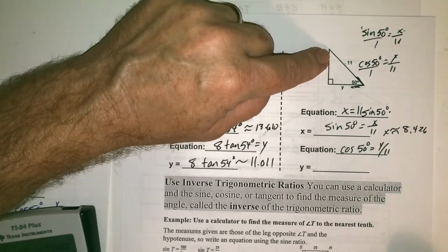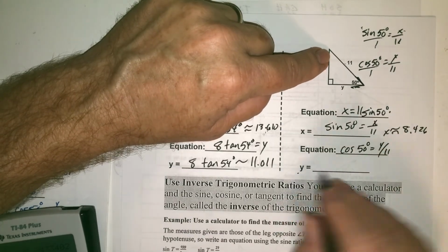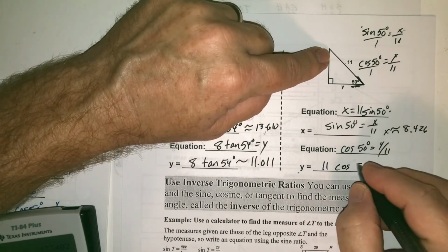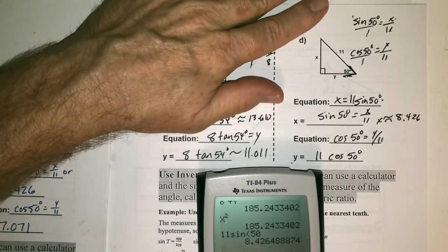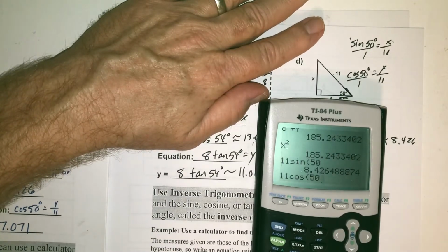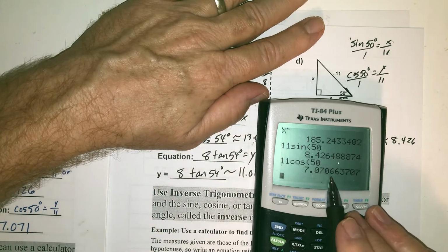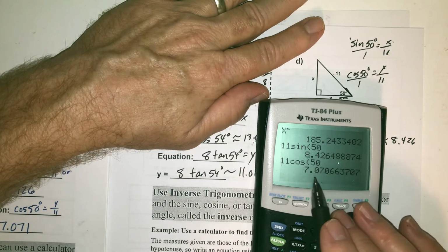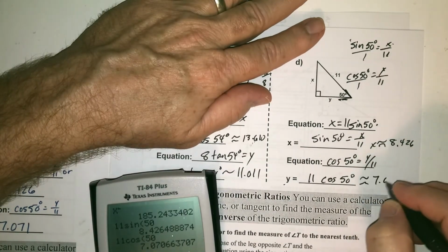If I make a proportion out of it, y gets multiplied by 1. That would be y equals 11 times the cosine of 50 degrees. All right, and 11 times the cosine of 50 degrees would be 7.071. So approximately 7.071.